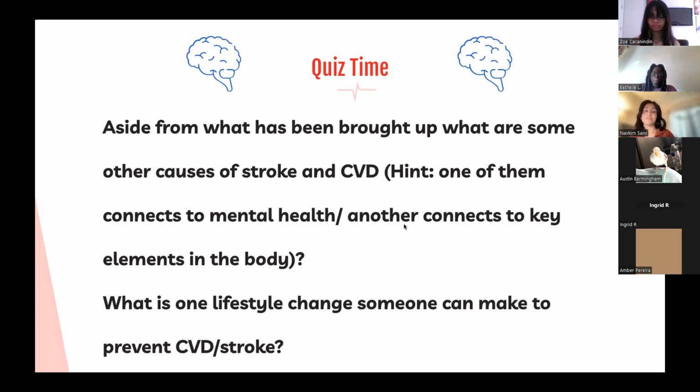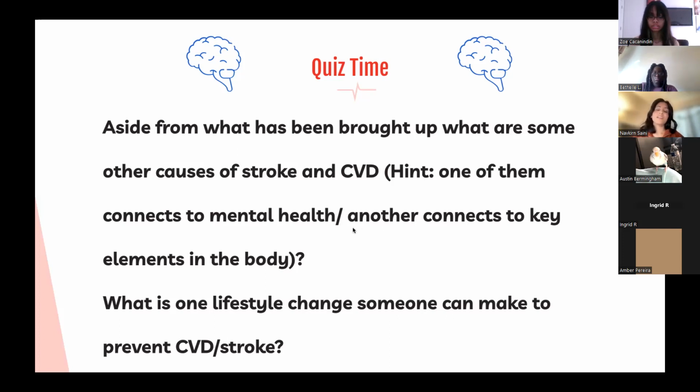So the first answer would be anxiety disorder. Like we said, people who are more prone to developing anxiety can then develop high blood pressure. And as we know, high blood pressure is the number one cause of CVD. So definitely take care of that anxiety disorder. Yeah, diabetes is also another cause. Diabetes is, I guess, the root disease, which then leads to the development of CVD.